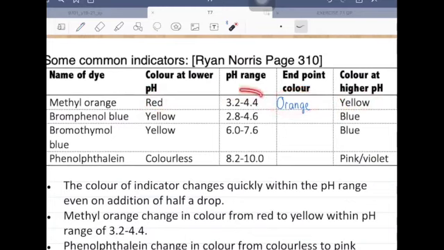The pH range is the range at which these indicators change color. Okay, so that means below pH 3.2, methyl orange would be red. Above 4.4, methyl orange would be yellow. So methyl orange becoming orange is only between 3.2 to 4.4. So you want your equivalence point to lie inside this range. Okay.